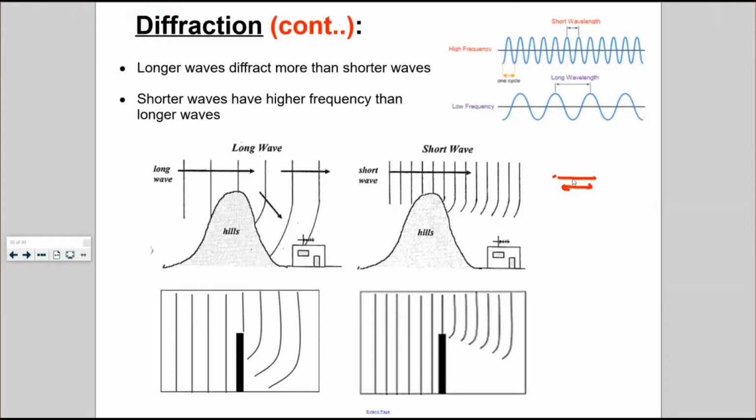So in terms of waves, shorter wavelengths have higher frequency because they travel a shorter distance and they repeat very quickly. Whereas longer waves have lower frequency because they travel a longer distance, right? So their repetition is a bit slower than the shorter waves.